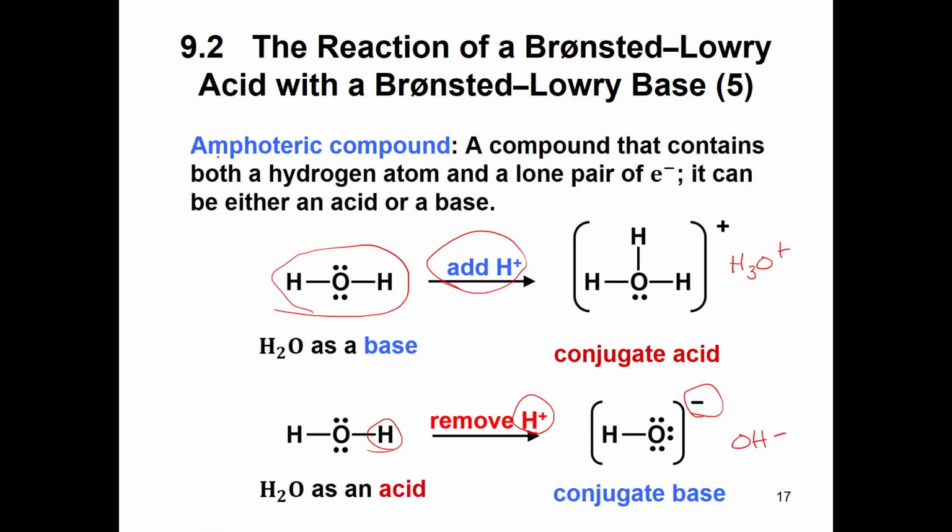So this is called amphoteric, amphi, as in like an amphibian can go on land and in water. Amphoteric can be either an acid or a base because it has a hydrogen atom and a lone pair of electrons.